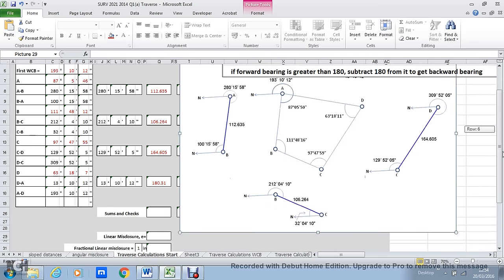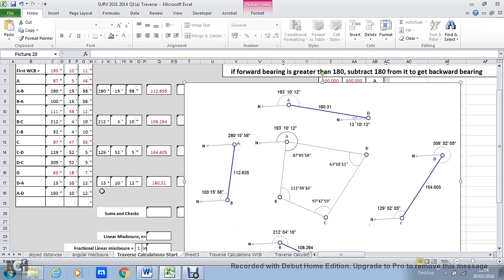Likewise, we have the same down here for the second line, B to C. The forward whole circle bearing is 212 degrees, 4 minutes and 10 seconds, and the length of the line is 106.264. Likewise, for the third line, C to D, we have our forward whole circle bearing, 129 degrees, 52 minutes and 5 seconds, and the length of the line is 164.605. And if I just pull this one down for the last line, we have a forward whole circle bearing of 13 degrees, 10 minutes and 12 seconds, and the length of the line is 180.31.